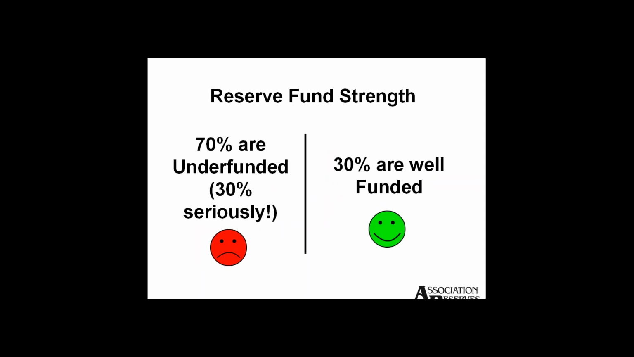But it's also very important to realize that 30%, or about 1 in 3, of all associations across the country are well funded. Having a strong reserve fund is not as rare as you might think. I hear far too many people say that no association could ever have a strong reserve fund, like it's an unattainable target. Well, that's just flat out wrong.